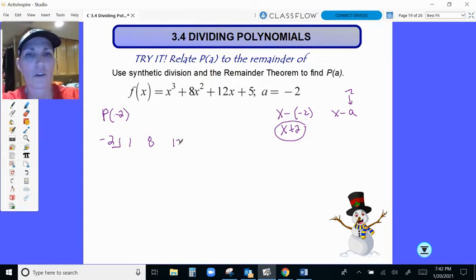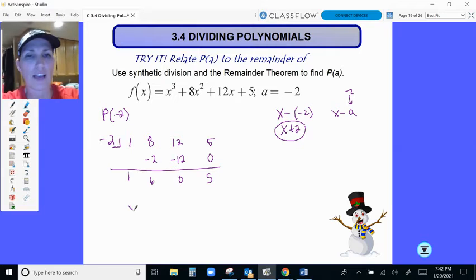8, 12, and 5. Bring down the 1. Negative 2 times 1 is negative 2. That's a 6. Negative 2 times 6 is negative 12. That's a 0. And then negative 2 times 0 is 0. And I'm left over with a 5.